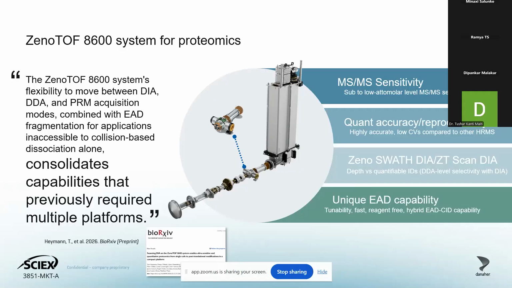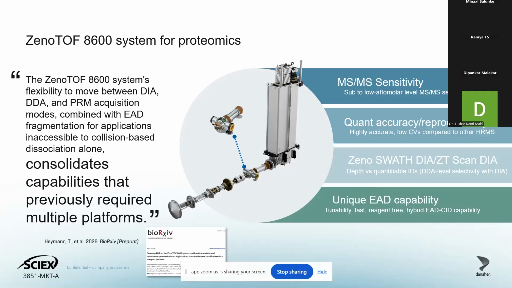So you see, it is an electron-based fragmentation technique, where the electron kinetic energy can be varied based on the application. And it's a reagent-free process, unlike ETD. It is fast, so you can go up to 20 hertz speed in the DDA or DIA run. And then you can also couple CID and EAD in a combination called EACID.